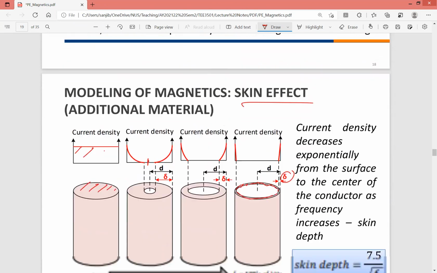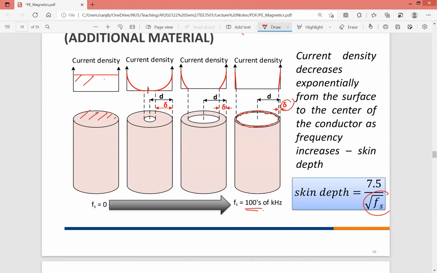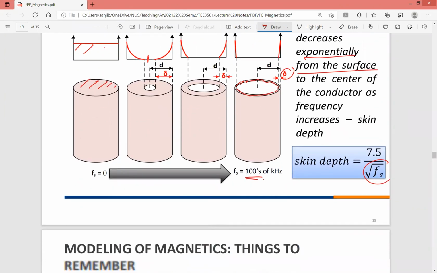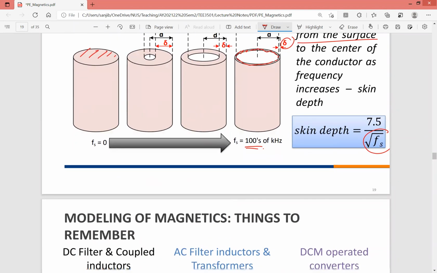So in all, the current density decreases exponentially from the surface to the center of the conductor, and there is no current in the center. As the frequency is increased, the skin depth would reduce until it becomes very, very small. So effectively the resistance would increase.